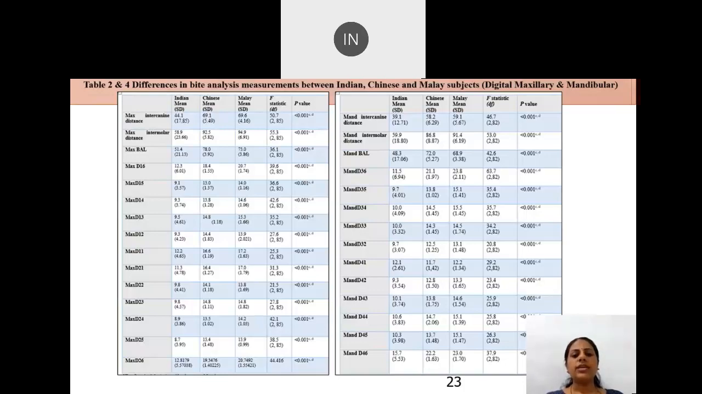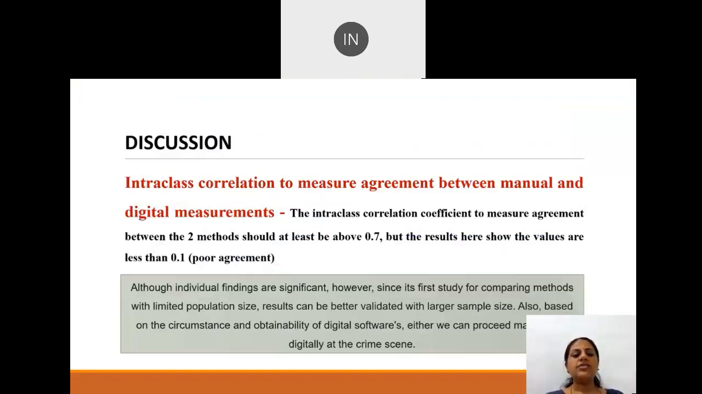From the discussion, however, when we look at table 2 and table 4, we have found that various parameters have been statistically significant among the different races of the Malaysian population using the digital method. An intra-class correlation which has been done shows a poor agreement. So from all this, we can say that although individual findings are significant, since it's the first study to compare the methods with limited population size, results can be better validated with larger sample size. Also, based on the circumstance and obtainability of digital software, either we can proceed with manual method or digital method at the crime scene, as it gives a poor agreement between them.